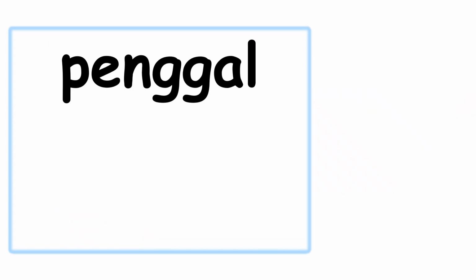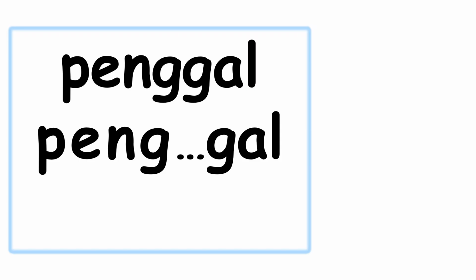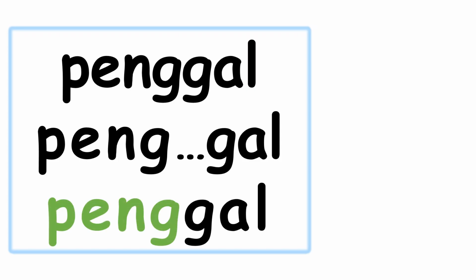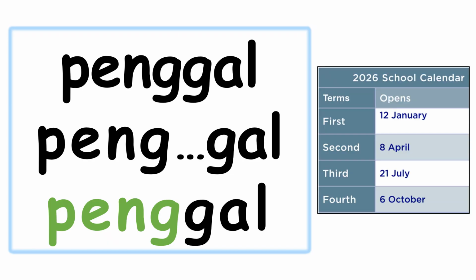Here we say penggal. Penggal means a time period or a term. For example, penggal pertama sekolah bermula bulan Januari. The first school term starts in January.